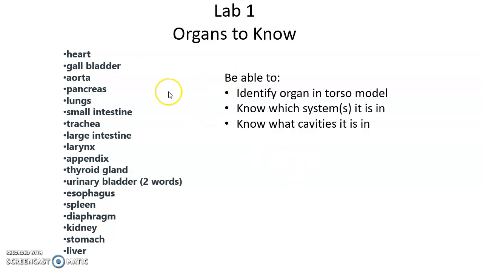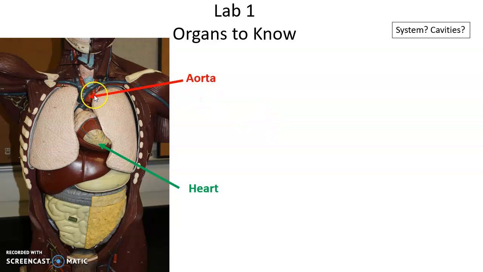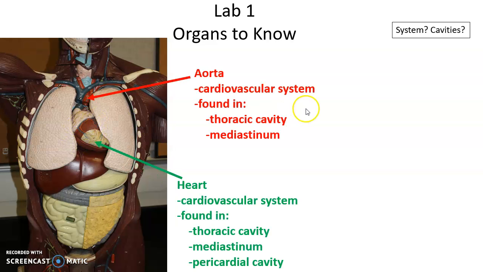All right, here is the aorta, largest artery in the body. Here is the heart. The aorta is in the cardiovascular system, and it is found in the thoracic cavity as well as in the mediastinum. The heart, also part of the cardiovascular system, is found in the thoracic cavity, in the mediastinum, and also in the pericardial cavity. That's right, the heart is in 3 different cavities.